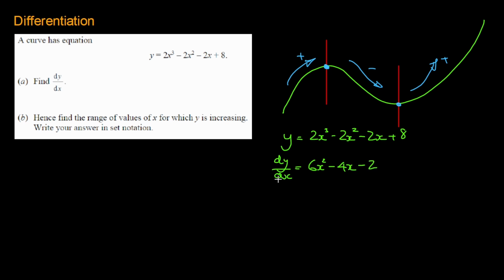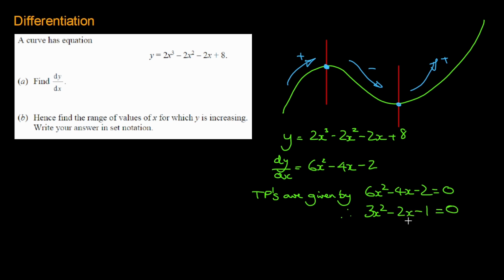So to find those turning points, we have to set dy/dx equal to 0. Well, the first thing to do is we have a common factor of 2 throughout the entire equation. So we can say that therefore, halve all these coefficients: 3x squared minus 2x minus 1 equals 0. Let's see whether this will factorize easily. This is going to be 1, this is going to be a 1, this is going to be 3x, this is going to be x.